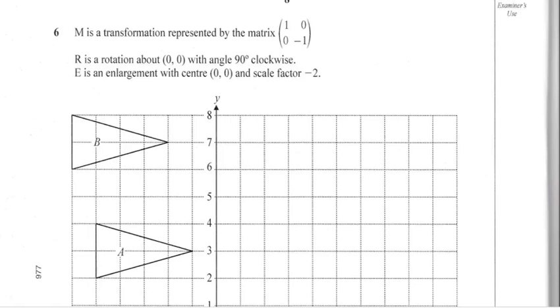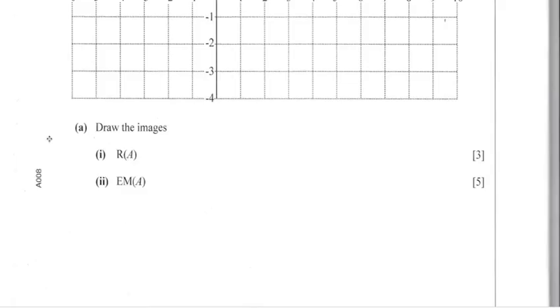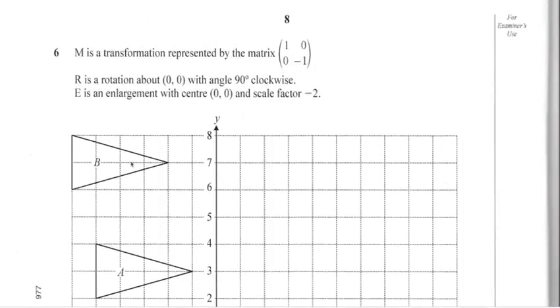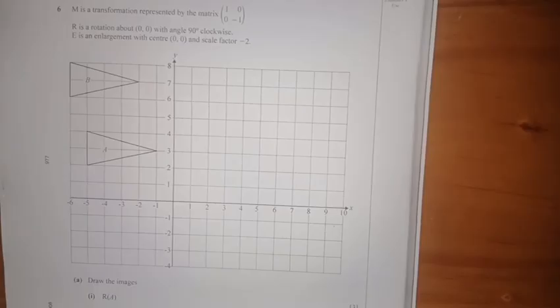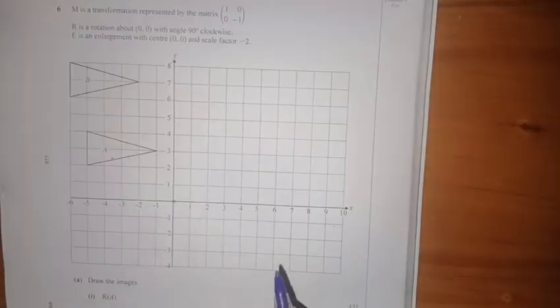M is a transformation represented by that matrix. R is rotation about the origin with angle 90 degrees. Now E is an enlargement with the center 0, 0 and scale factor of -2. Now the questions: draw the transformation R from triangle A, which means rotate triangle A about 0, 0 with 90 degrees clockwise.